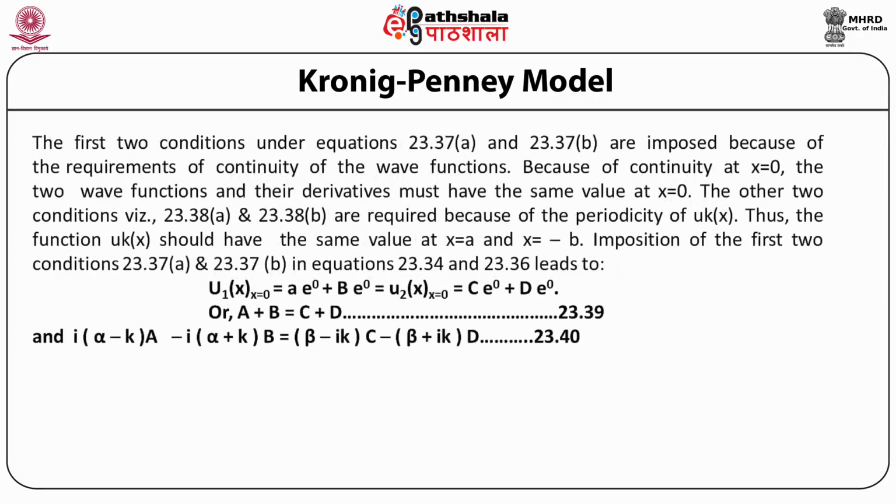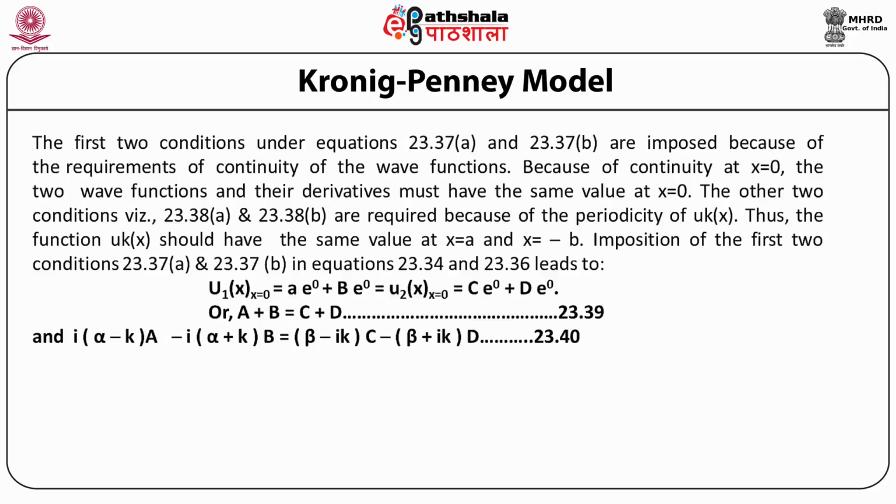The first two conditions under equations 23.37a and 23.37b are imposed because of the requirements of continuity of the wave functions. Because of continuity at x equal to 0, the two wave functions and their derivatives must have the same value at x equal to 0. The other two conditions, namely 23.38a and 23.38b, are required because of the periodicity of u_k as a function of x. Thus, the function u_k(x) should have the same value at x equal to a and x equal to −b.